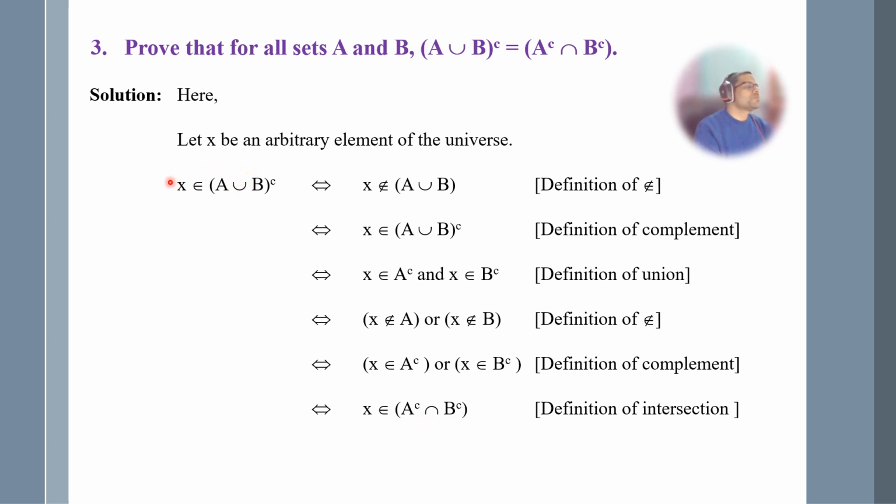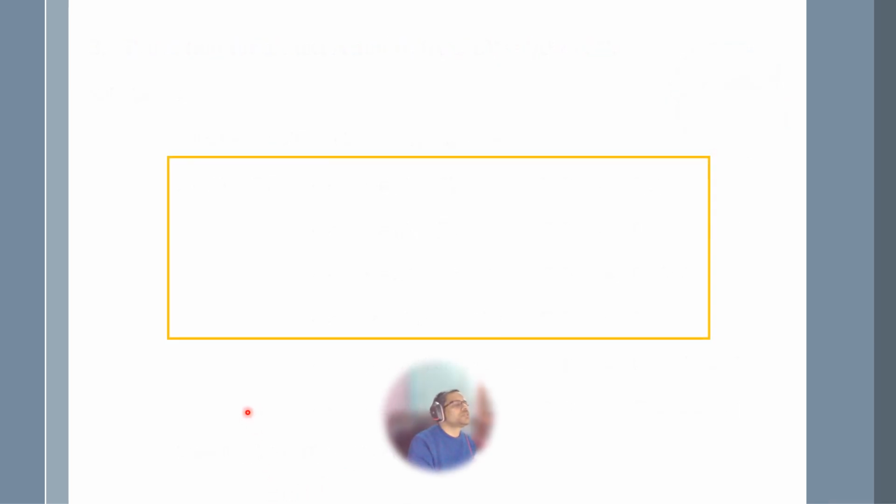As we have supposed that x belongs to (A union B) whole complement, and as a result we found that x belongs to A complement intersection B complement, and due to the if and only if sign, we can say that both of them must be equal. That is, the complement of A union B equals the intersection of their separate complements, that is A complement intersection B complement. And in this way, this question can be proved.